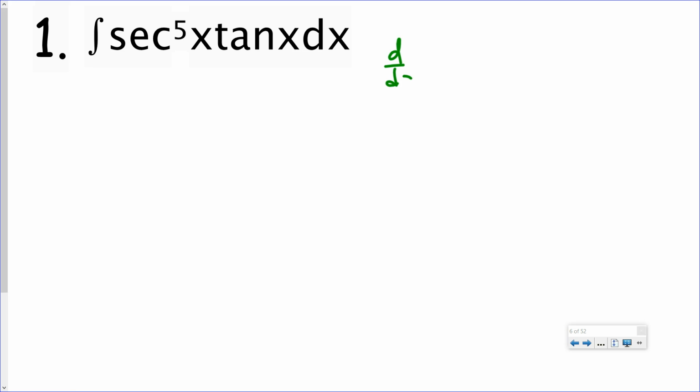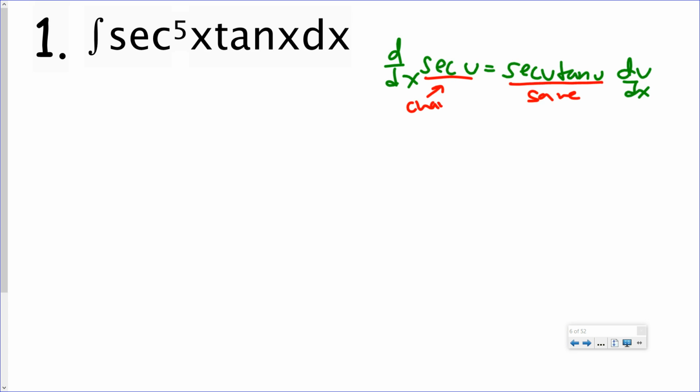Remember we talked about yesterday when you have secant and tangent with exponents? A lot of times it's just on your pink sheet. But if I take the derivative of secant u, I get secant u tangent u du/dx. And the strategy is if I save this derivative and change all else to secants, then when I take the derivative of the secant, all the secant u's will cancel out.